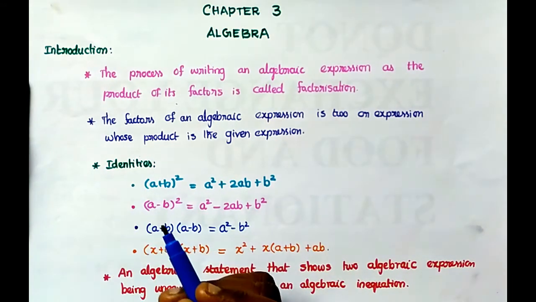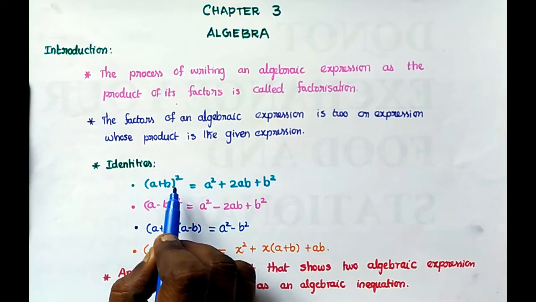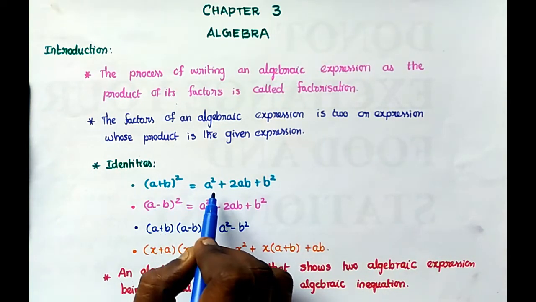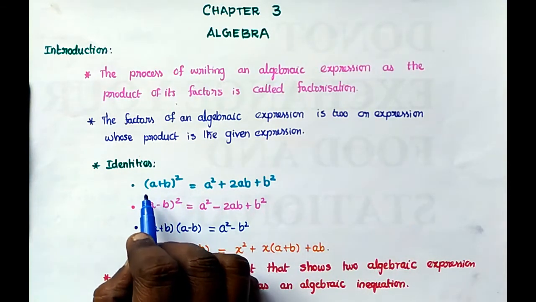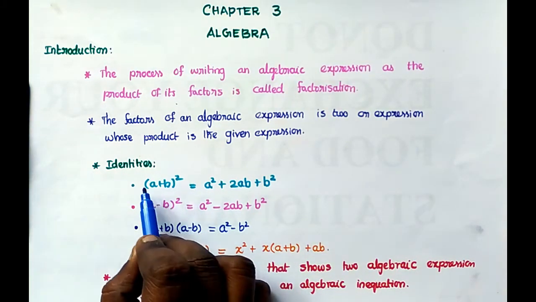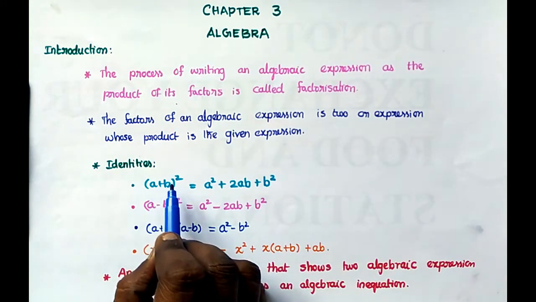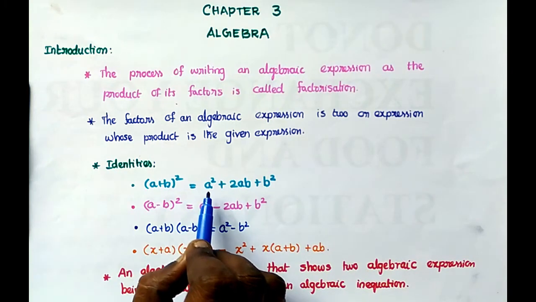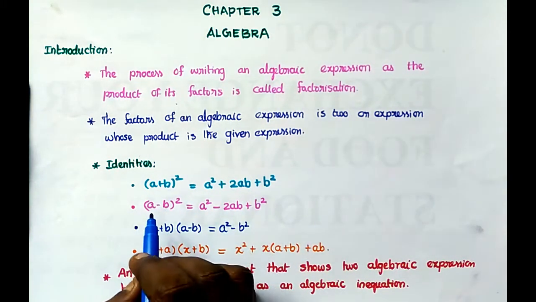Next, identities. (a plus b) whole squared equals a squared plus 2ab plus b squared. How will you write that? (a plus b) whole squared, the square applies to both terms. So, (a plus b) whole squared equals a squared plus 2ab plus b squared.